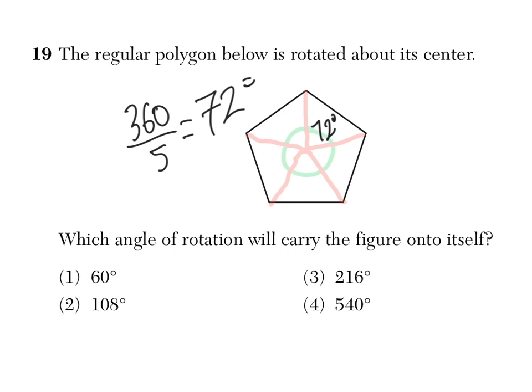Now the question says, which angle of rotation will carry the figure onto itself? So if we rotated it 72 degrees, this corner would simply shift to right here, but sadly, 72 is not an option. We've got 60, 108, 216, and 540. I know that if you take out your handy dandy calculator, you will realize that 72 is a factor of only 216. So 216, option number 3, is the answer.